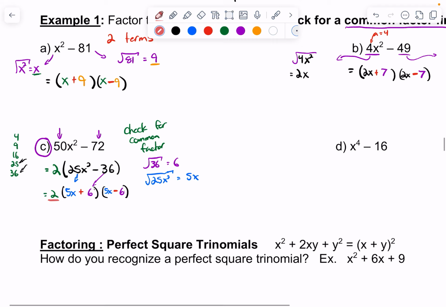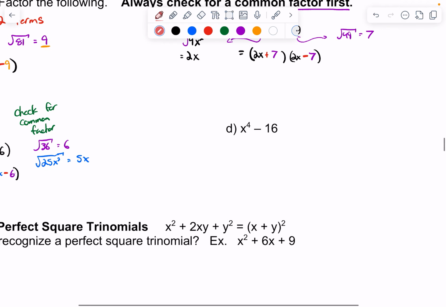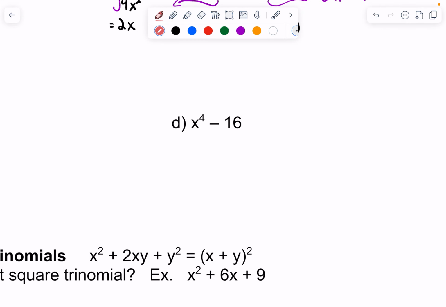So always be on the lookout for that, okay? Ooh, another trickier one. Is this a difference of squares? Well, the back number might be a little more obvious, because if I take the square root of this, I get 4. But is the first term a difference of squares?